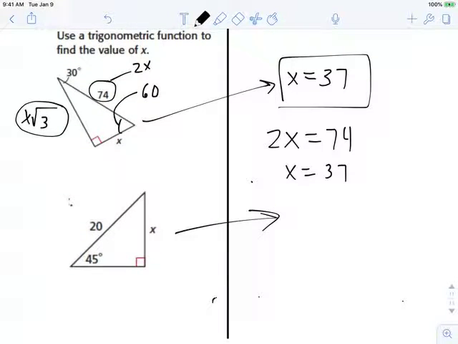All right, how about this one? This one is a 45, 45, 90. They gave us the hypotenuse. Well, hypotenuse in a 45, 45, 90 is equal to what? Square root of 2 times leg. So this is equal to square root of 2 times x. So what's x equal to? X is equal to 20 divided by square root of 2.